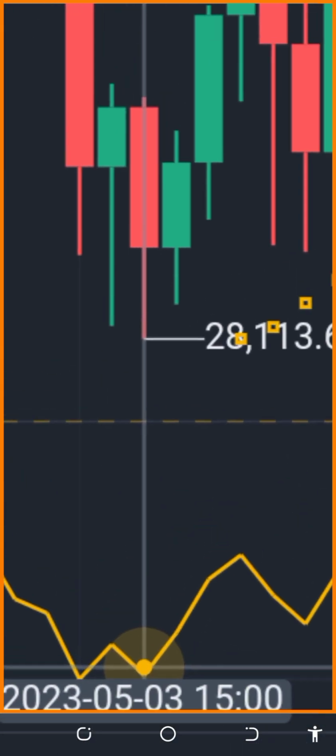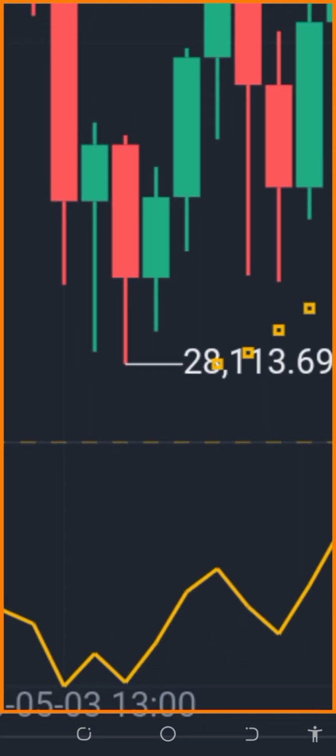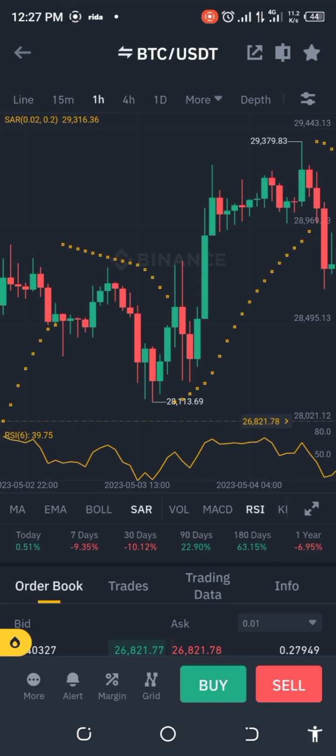If you look at it, you can see it's exactly on this red candle. Can you see that red candle where it's giving us 28,113? That was the lowest point at 26. That's the 26 level of the RSI, and it switched. That's what we're talking about here.